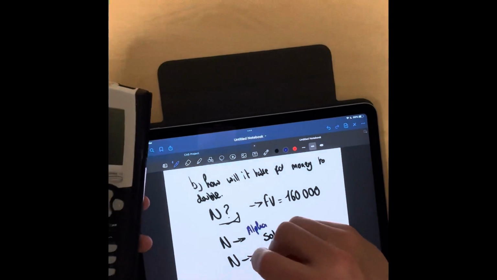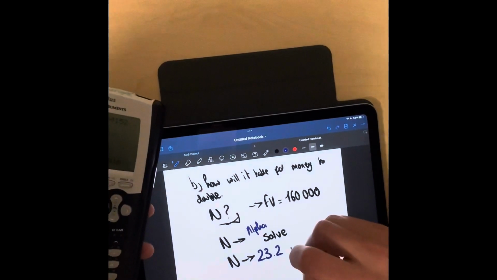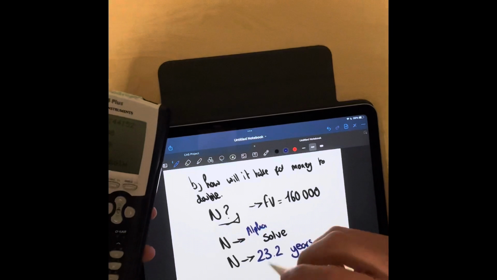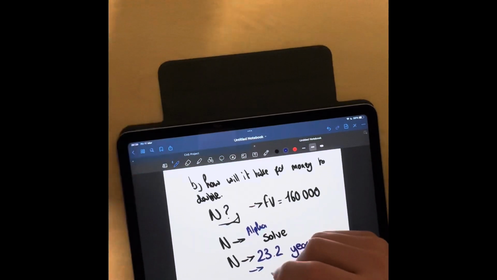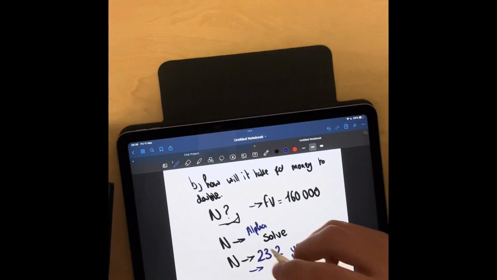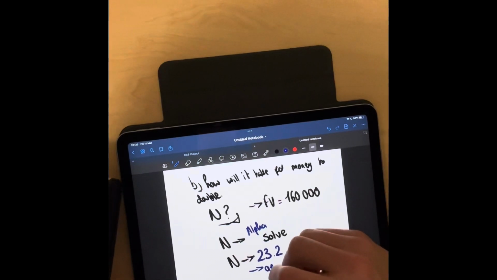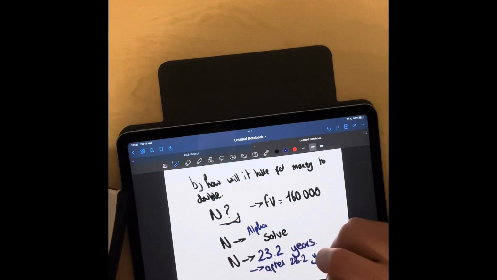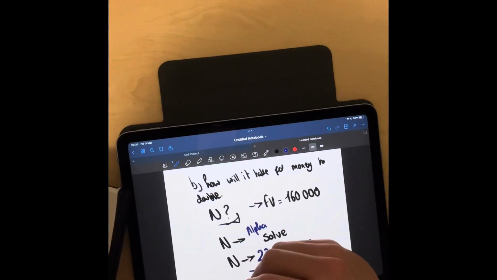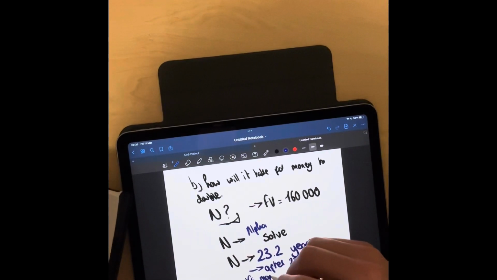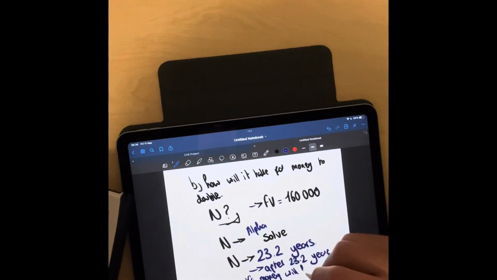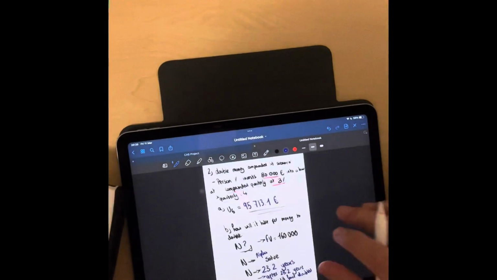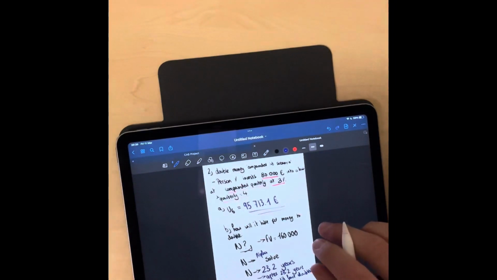23.2 years, which in essence means that after 23.2 years, person Y's money will have doubled. So as you guys can see, this is actually pretty simple.